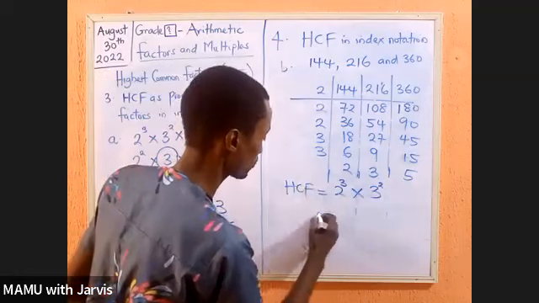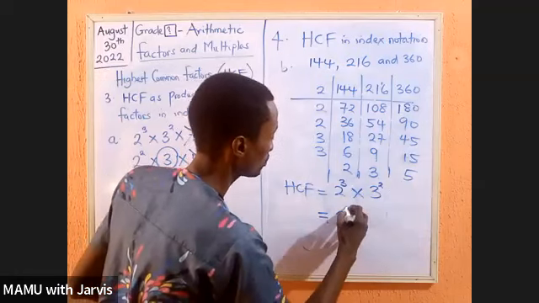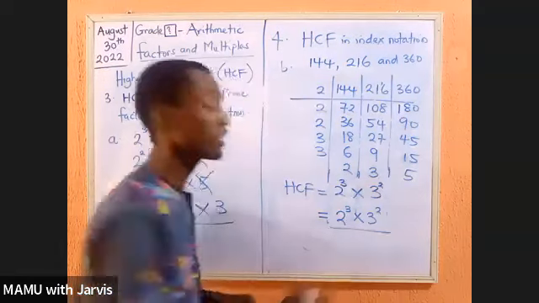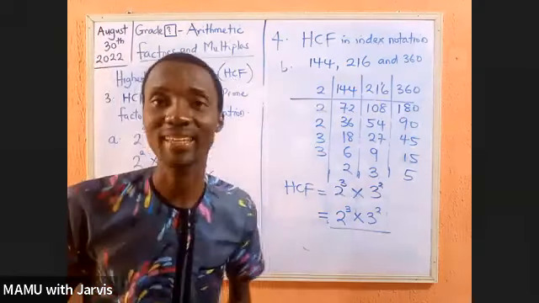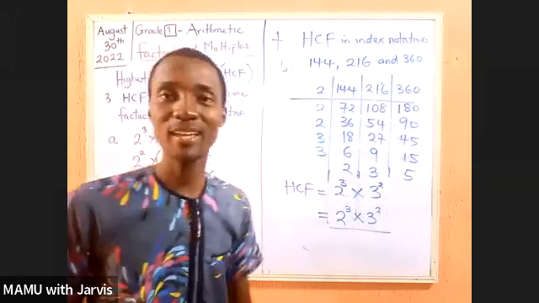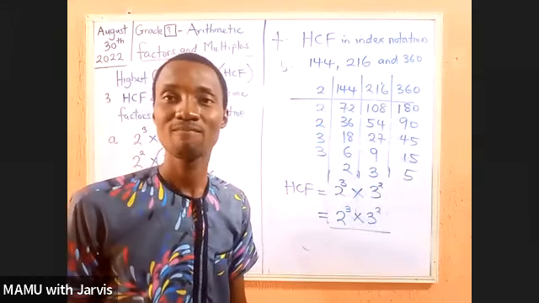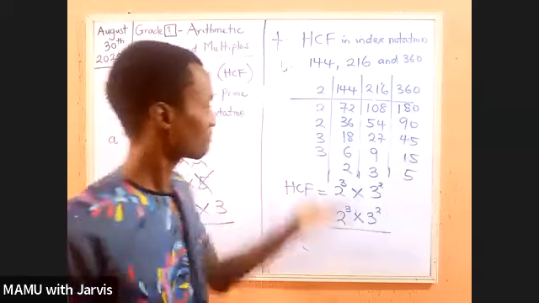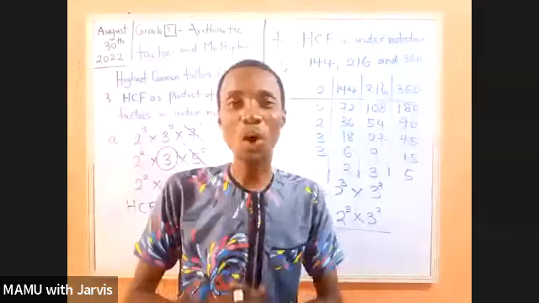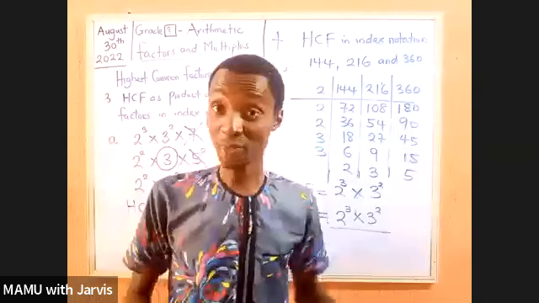Maybe I should write this elsewhere. So this will be 2 raised to the power of 3 times 3 raised to the power of 2. So this is what the HCF would look like. That's what you're expected to do. Do we get it? So that's that for that. So with this, we have concluded the work on HCF.